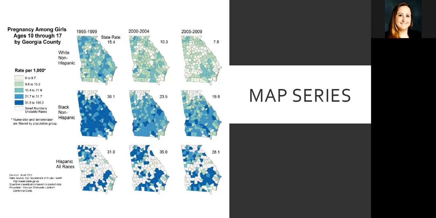If you are comparing the different races, you can see the black non Hispanics have the highest rate, while whites have the lowest rate. In 1995 to 1999, and then in 2000 to 2004, Hispanic girls from age 10 to 17 have the highest rates, followed by black non Hispanic and then white non Hispanic. And then the most recent time frame from 2005 to 2009, white non Hispanic females have the lowest rates, followed by black non Hispanic and then Hispanic of all races.